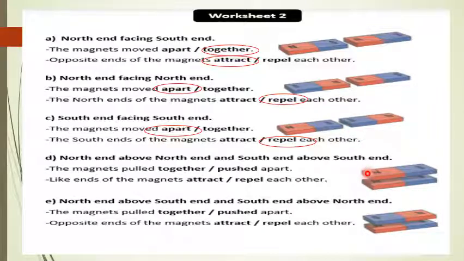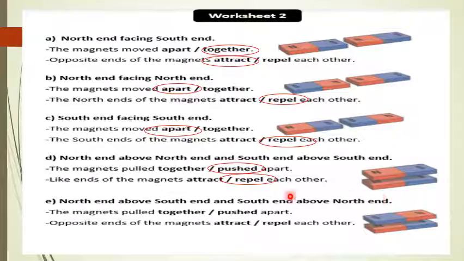The next one is north end above north end and south end above south end. So it's the same. The similar poles or the similar ends are facing each other. The magnets pulled together or pushed apart. They are pushed apart. Very good. Like ends of the magnets, because both ends are alike, so like ends of the magnets attract or repel each other. Do you think they will repel or attract? They're similar. They will repel.